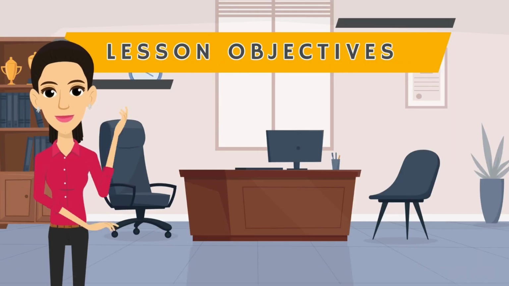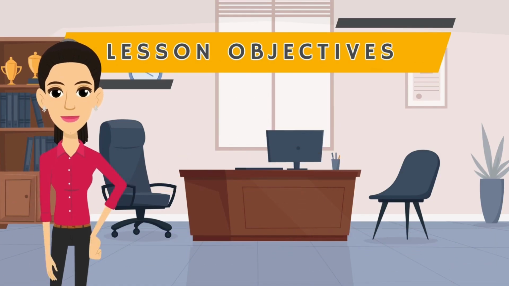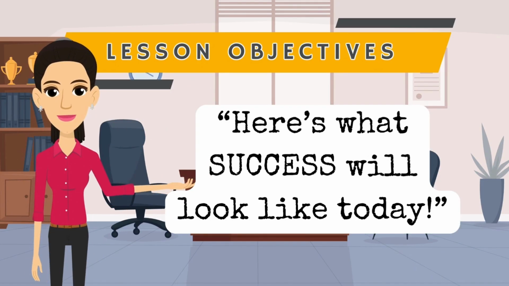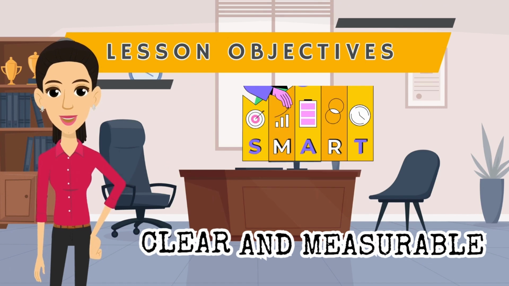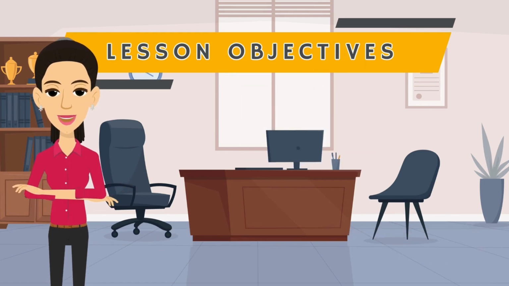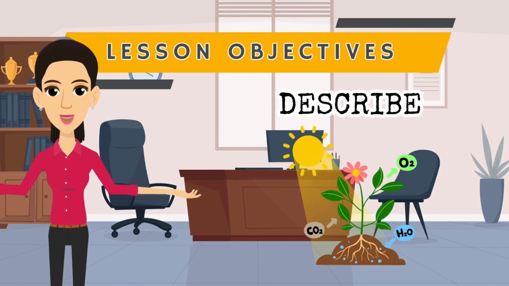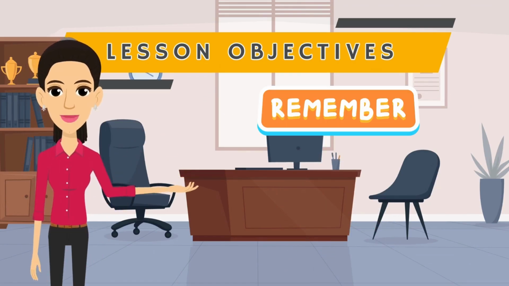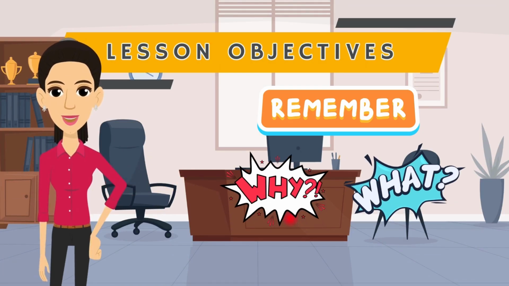The lesson objectives are your compass. They keep your teaching focused and purposeful. Objectives tell students, here's what success will look like today. When written as SMART objectives, they become clear and measurable. Example: by the end of this lesson, students will be able to describe the process of photosynthesis through a labeled design. Remember, when learners understand the why and what of a lesson, they are more motivated to achieve it.